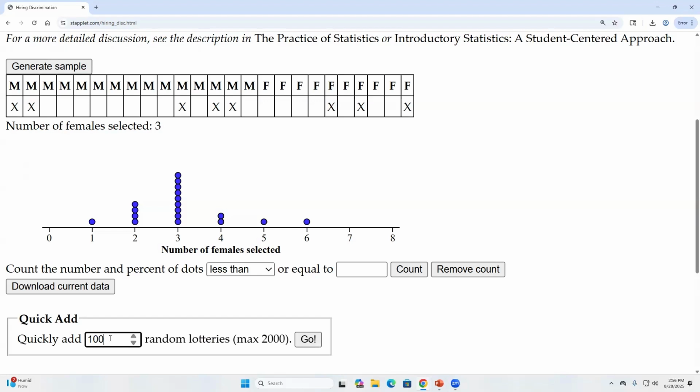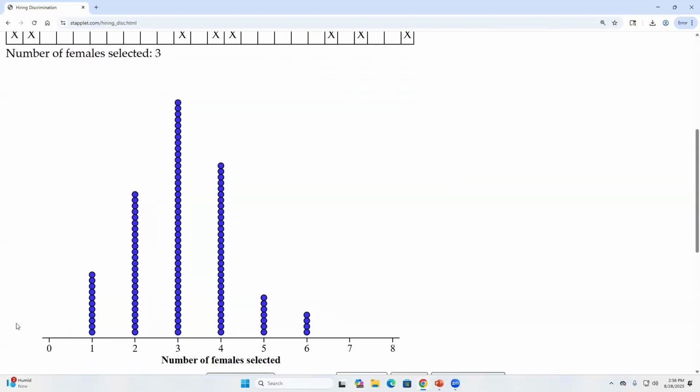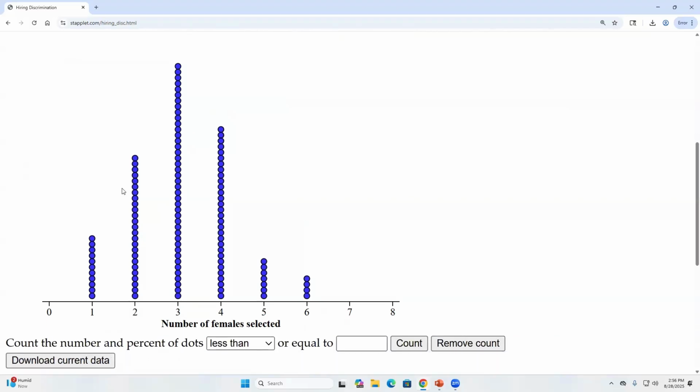because we don't want to do this forever, we can quickly add 100 possible worlds, and we can hit go. And this is 100 worlds that we took a look at. And in those 100 worlds, you can see the vast majority of time, there were 3 female pilots chosen. Very rarely were there 5 female pilots chosen. But how rarely is that?